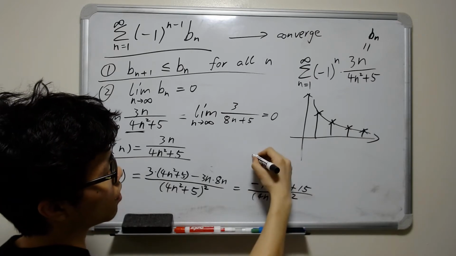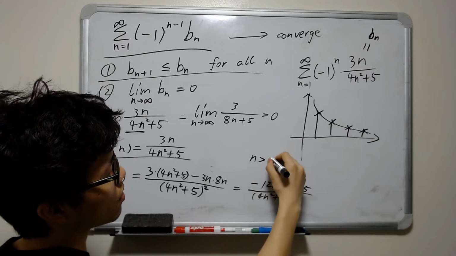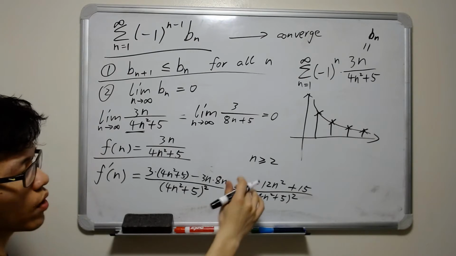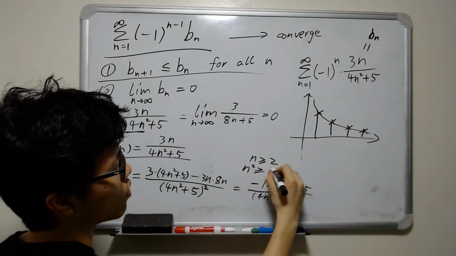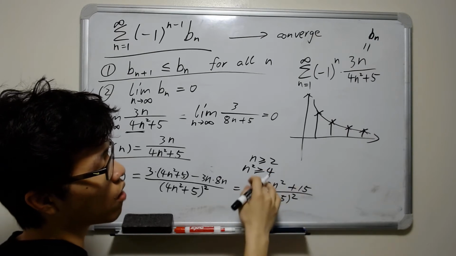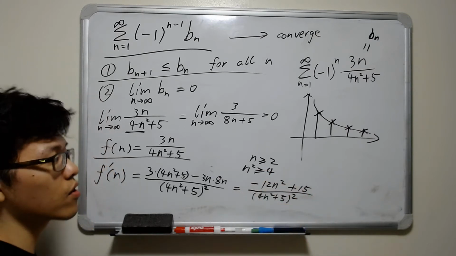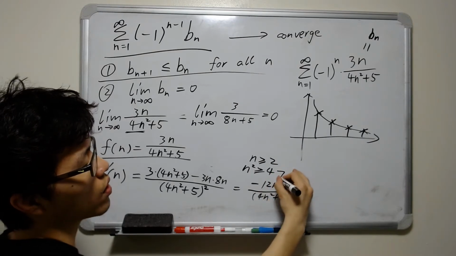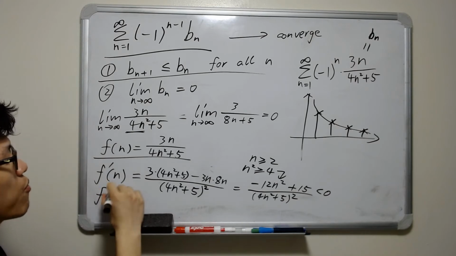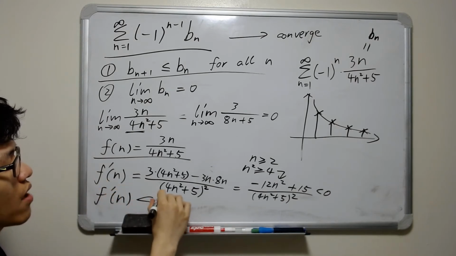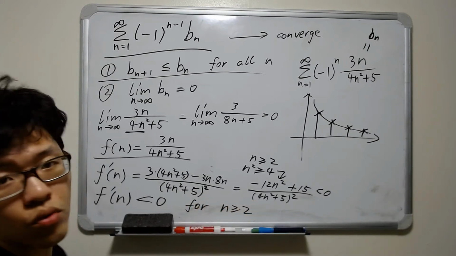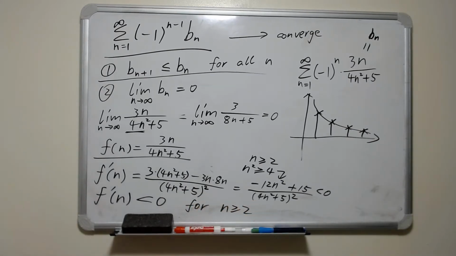So if we know n is greater than or equal to 2, we will have n squared is greater than or equal to 4, which means the top is always negative. You can plug in 4 and then you get the top is less than 0. So which means the f prime n is always less than 0 for any n greater than or equal to 2.